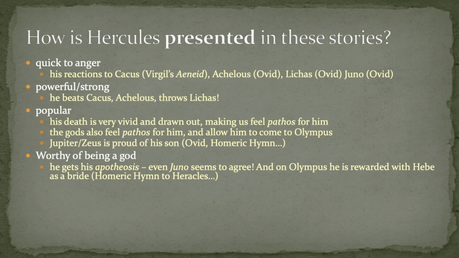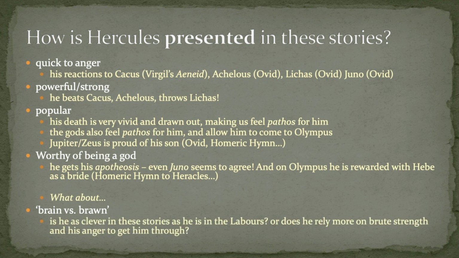One thing that might be a little bit different to the Greek versions is whether or not he's actually as clever, whether he uses his intelligence as much as in those Greek versions. Even on that Greek pot we literally just looked at, Athene was there, but we certainly didn't really see her represented in the stories that we read in the Ovid. Brain versus brawn. Brawn is the strength and sort of bodily nature of him. Is he really using that? He seems to be relying more on brute strength and his anger to get him through these situations.